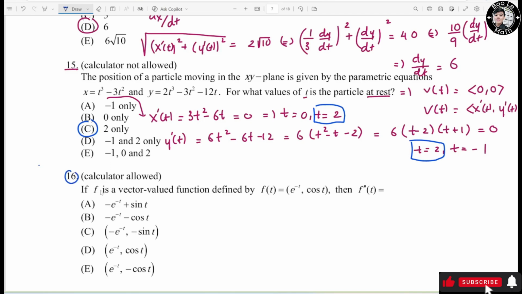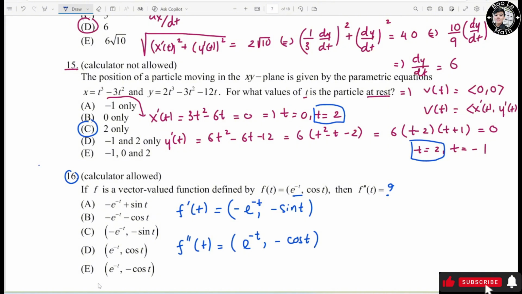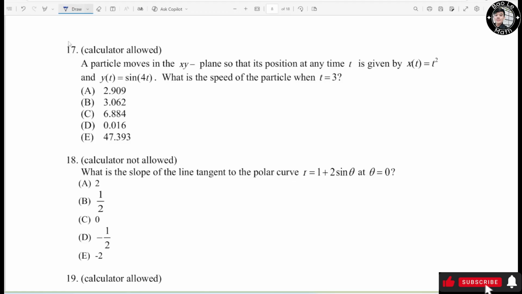Now question 16. If f is a vector valued function defined by this guy, then find the second derivative of this one. So we need to find the first derivative, right? It's going to be negative e to the negative t, negative sine t, right? Second derivative is going to be e to the negative t, comma, negative cosine t, right? So the answer must be E. Now let's move on to question 17.